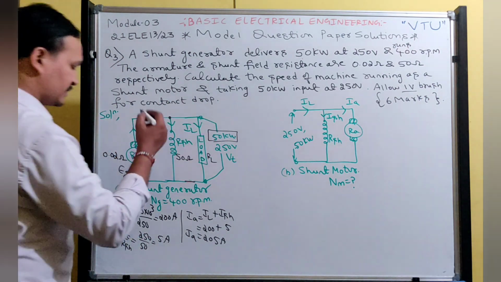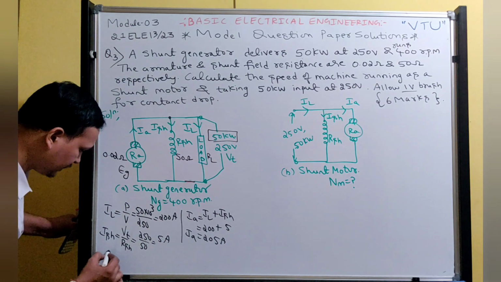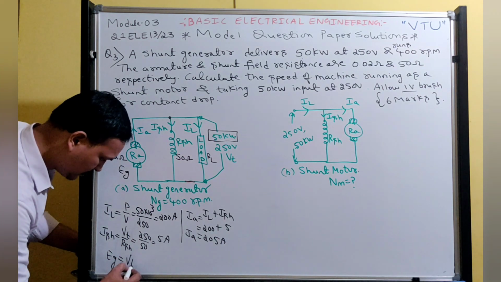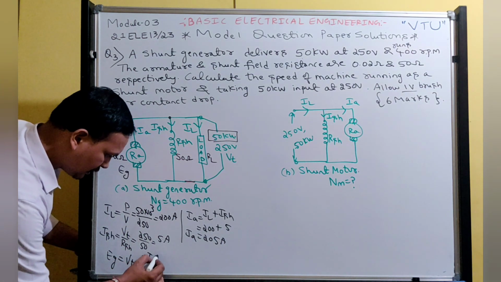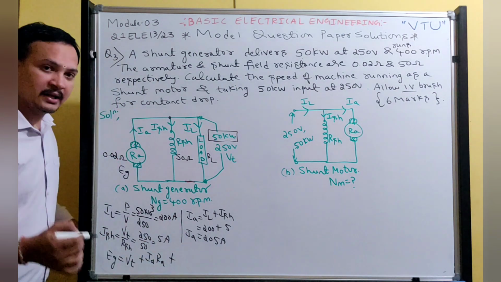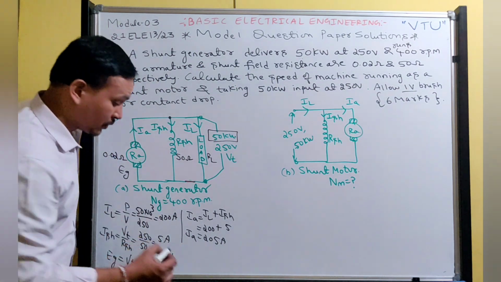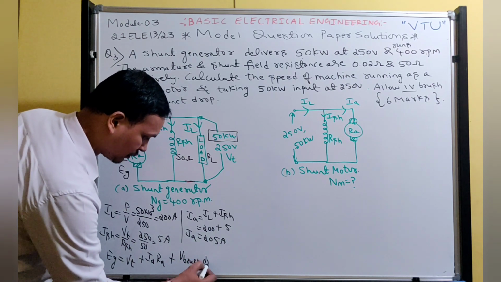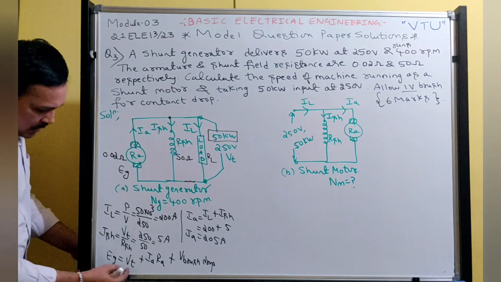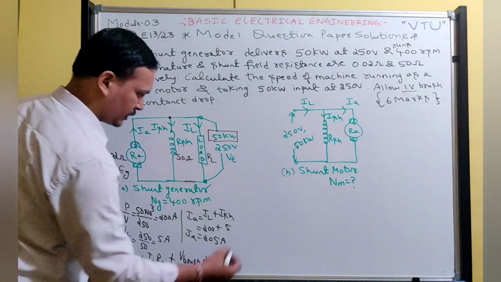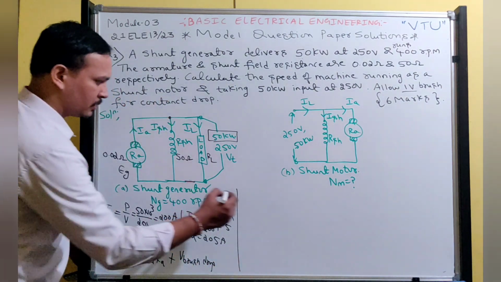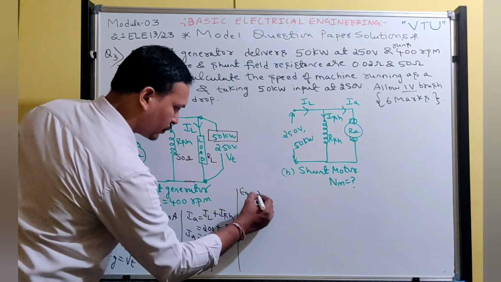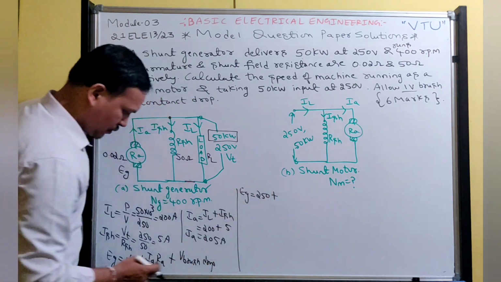So now find the generated voltage. The generated voltage formula for a shunt generator is EG equals VT plus IA RA plus V brush drop. Got it? Now I am entering below this. You write it down. So EG equals, what is the terminal voltage? 250 plus, what is the armature current?